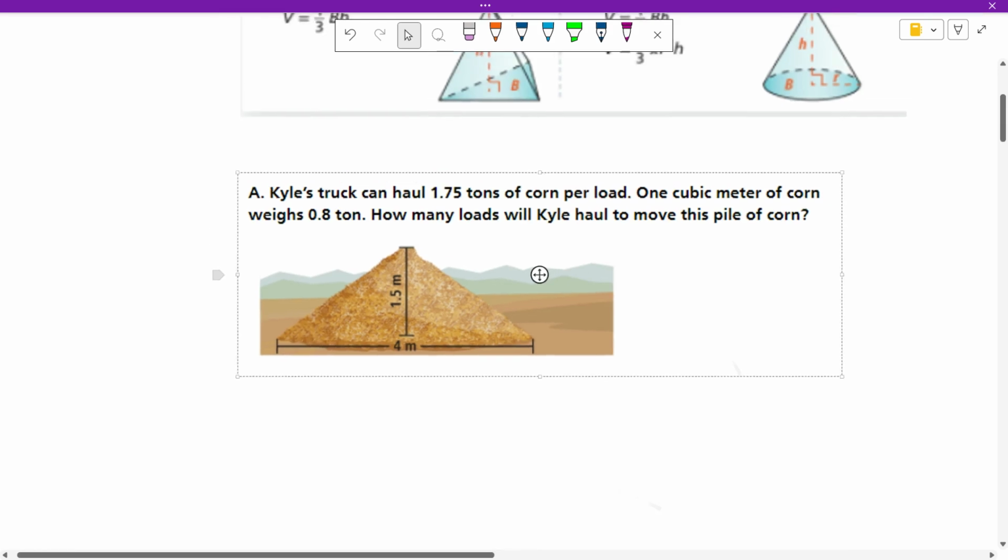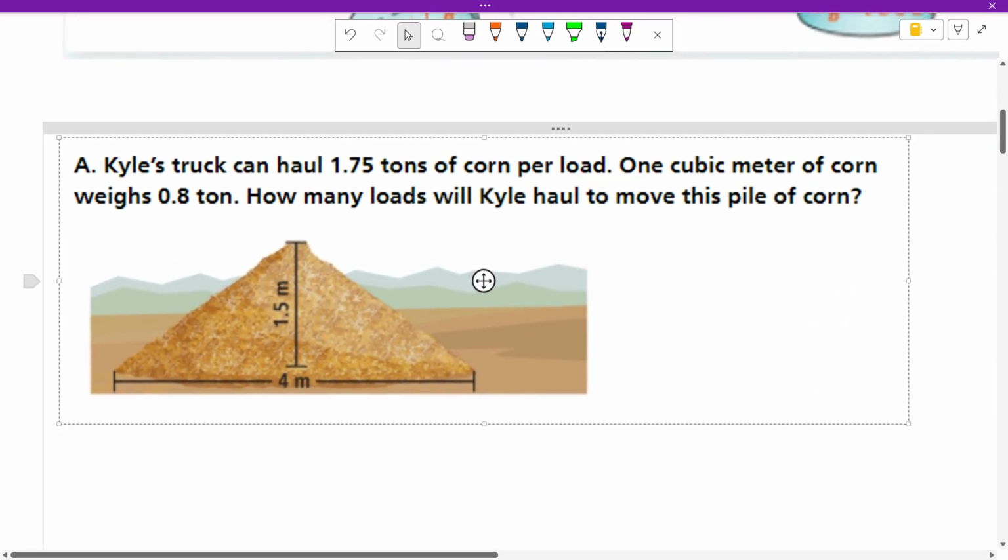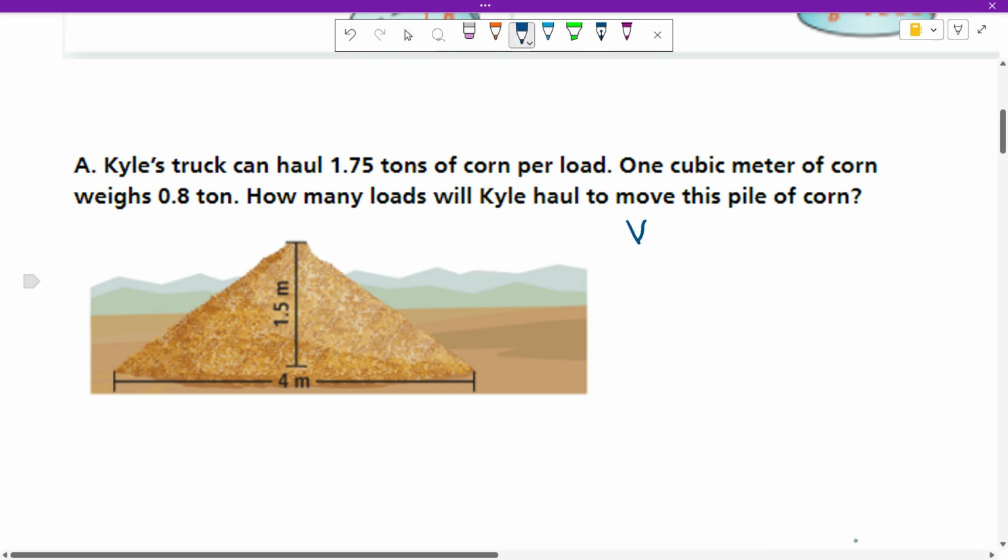So what shape do you think this corn is in? A pyramid or a cone? A cone. If you ever dump something out, it makes the shape of a cone. It doesn't have straight corner edges. It's in the shape of a cone. Okay? So, the volume of a cone is 1/3 pi r squared h.